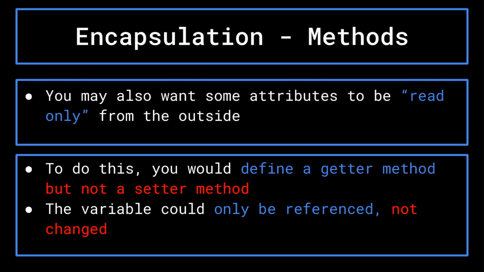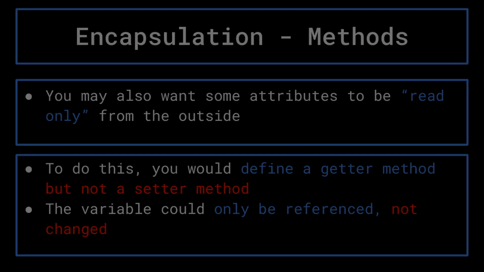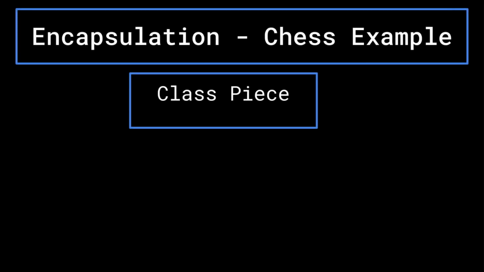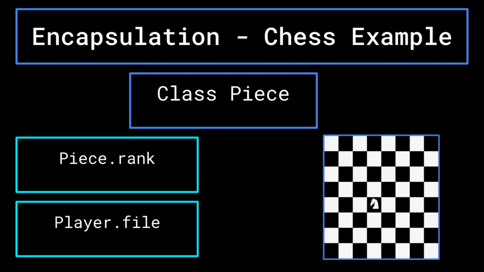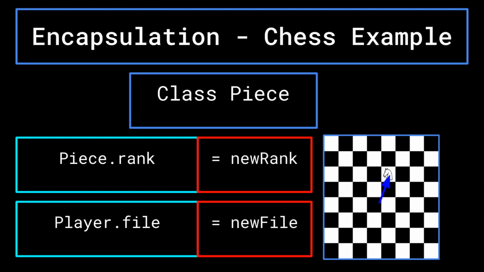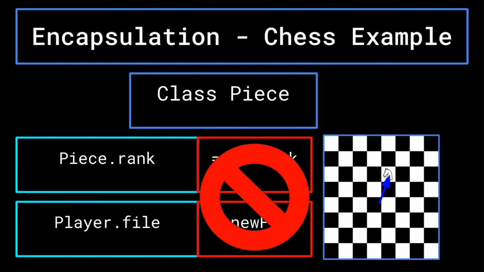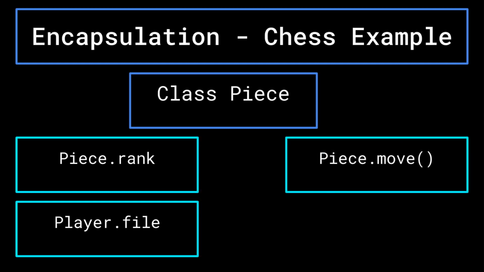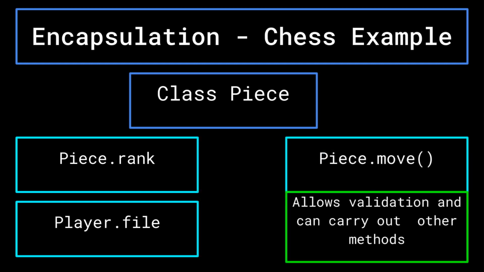For another example, let's take a look back at chess. When dealing with a piece's position, you would want to keep track of its rank, that being its row, and its file, or its column. When the piece moves, you may think it would be okay to just set piece.rank and piece.file to new values. However, as discussed previously, this is not the best way to handle it. It would be better to define a piece.move function that takes the intended new rank and file and checks if that is indeed a valid move.